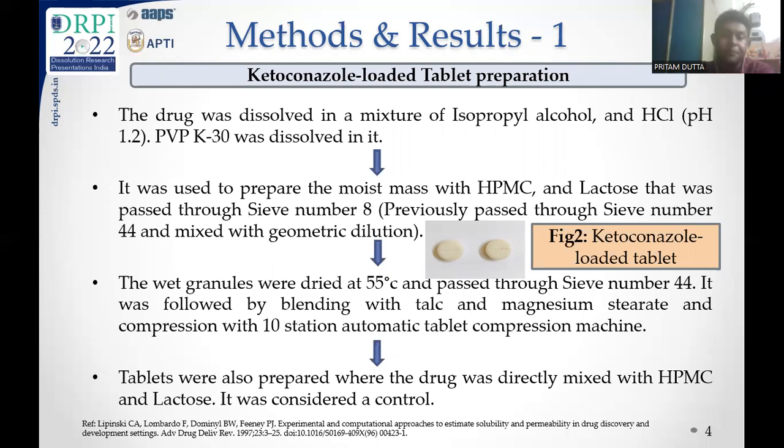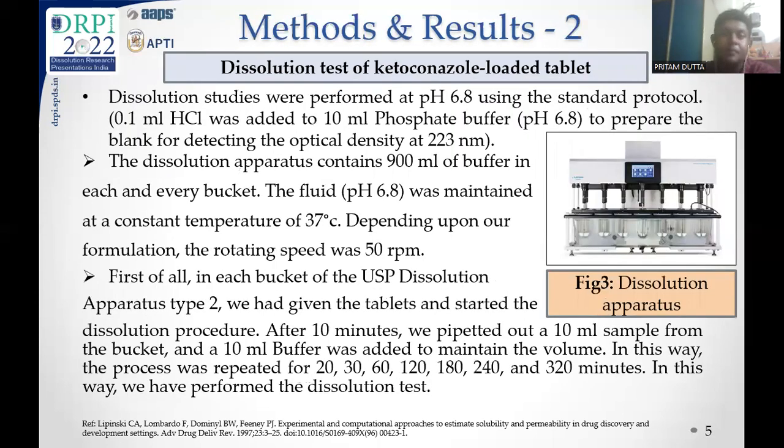The total mixing was done with the help of geometric dilution. Then the wet granules were dried at 55 degrees Celsius, and after drying, they were again passed through sieve number 44. Then the blending process started with talc and magnesium stearate, and we used a 10-station automatic tablet compression machine to prepare the tablet, and this tablet was considered as a control.